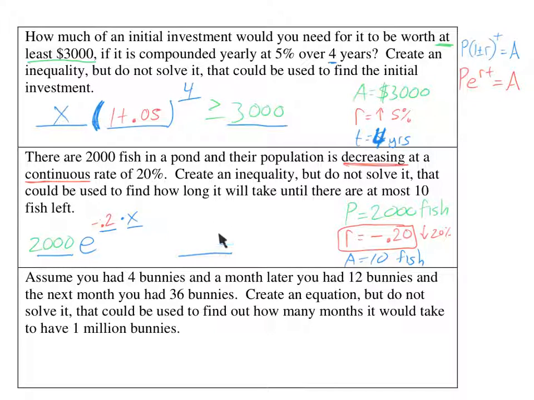Do we know our final amount? Yes. Our final amount here is 10 fish, because we're shrinking. So that's my final amount. And I need an inequality. So my inequality, I have the word here, at most 10.